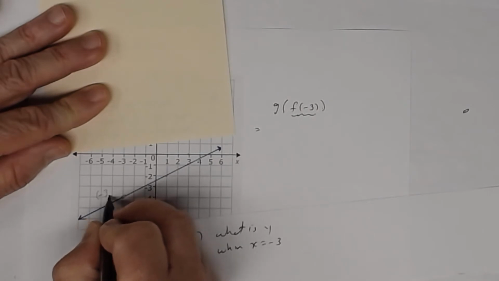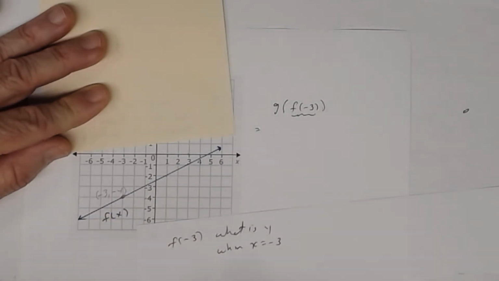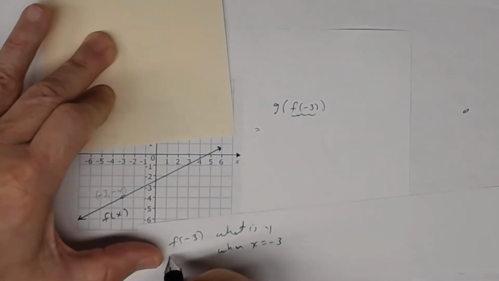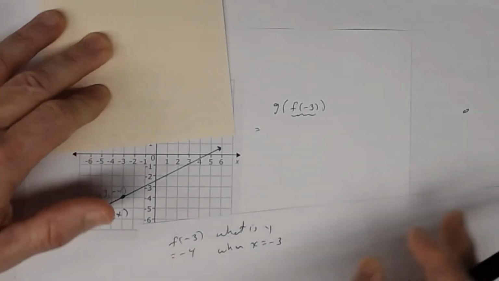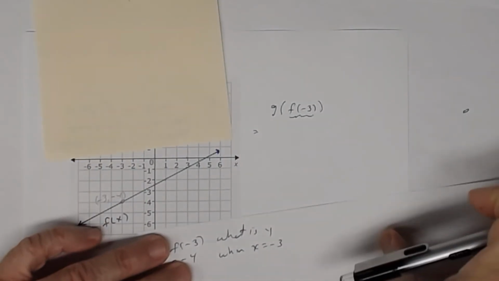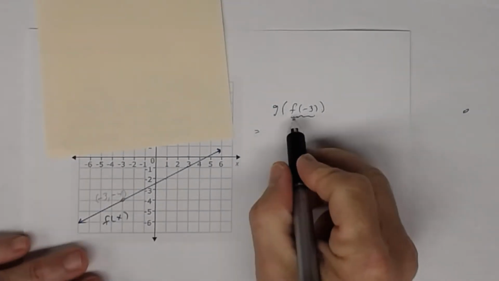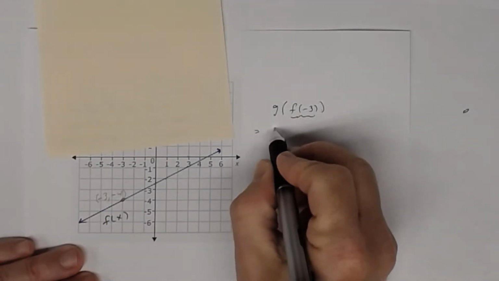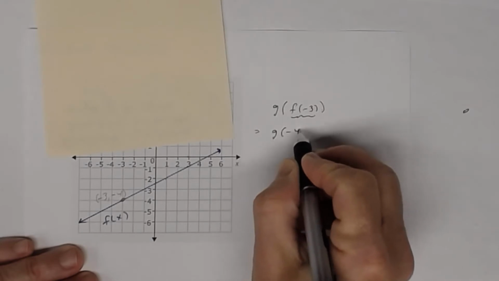So going back to answer the question, what is y when x is -3? When x is -3, the y value is -4. So this becomes -4. What that means is that this right here is -4. So now I've got to find g of -4.